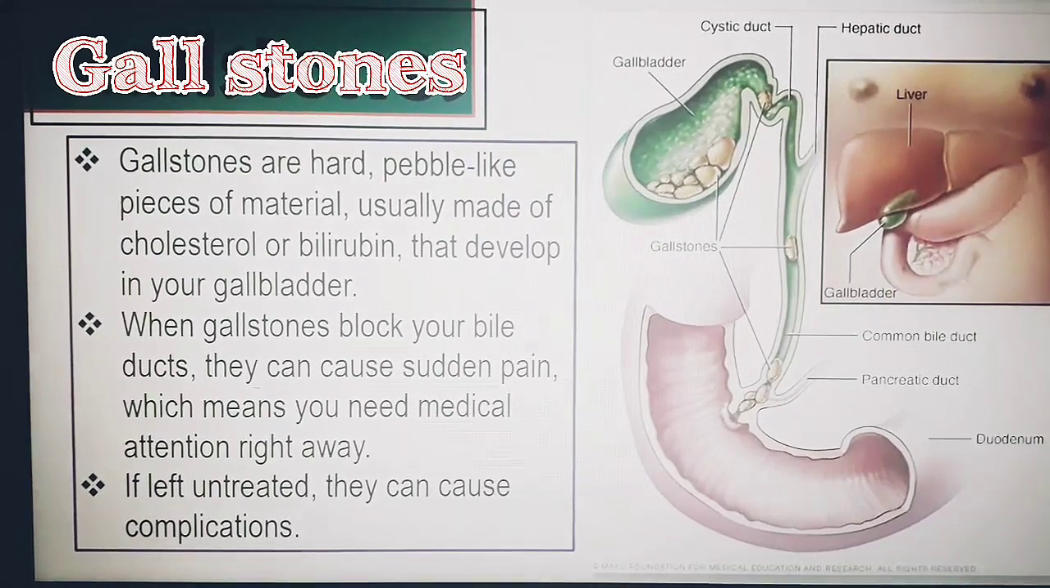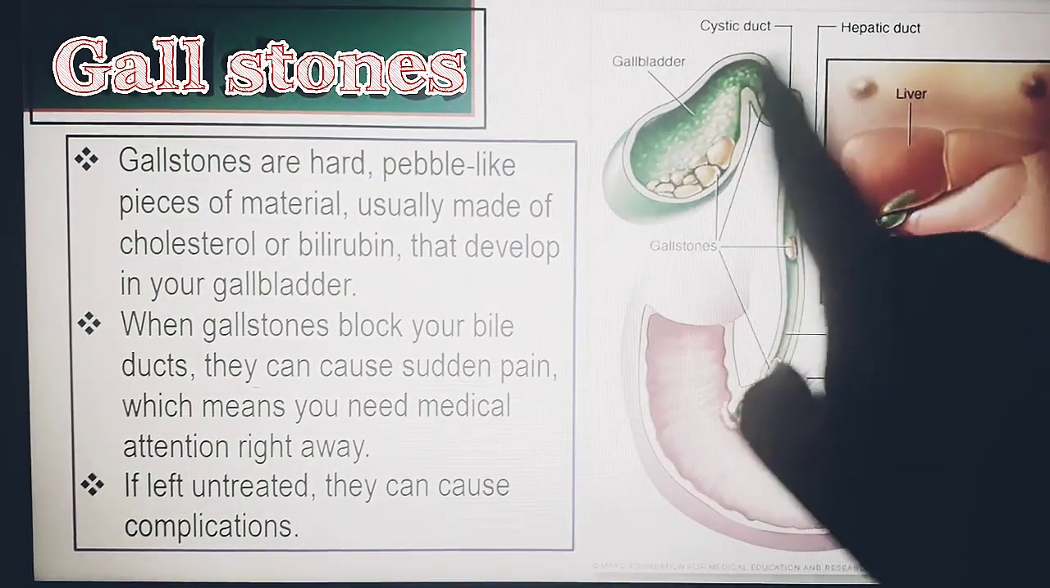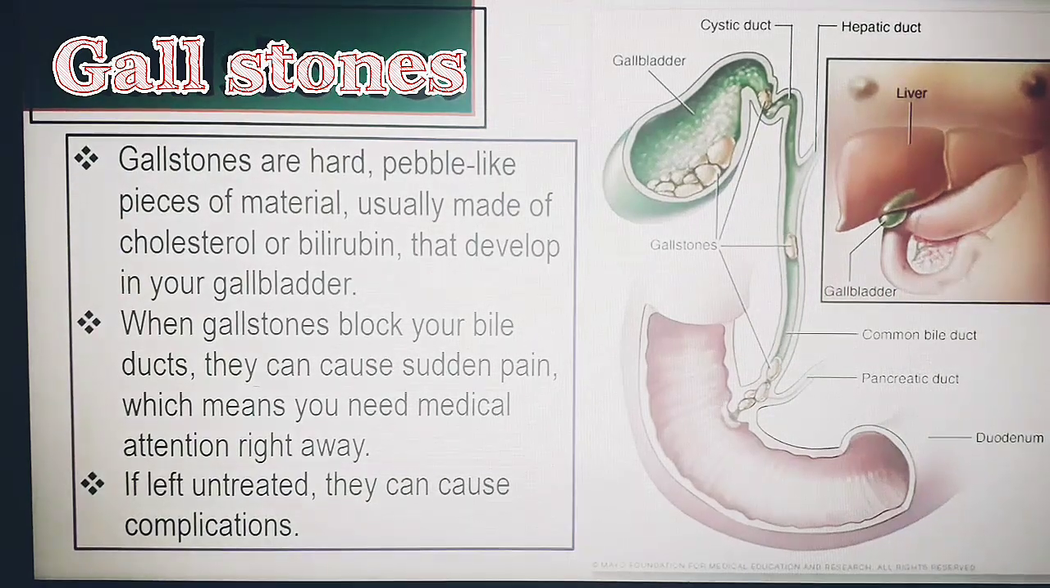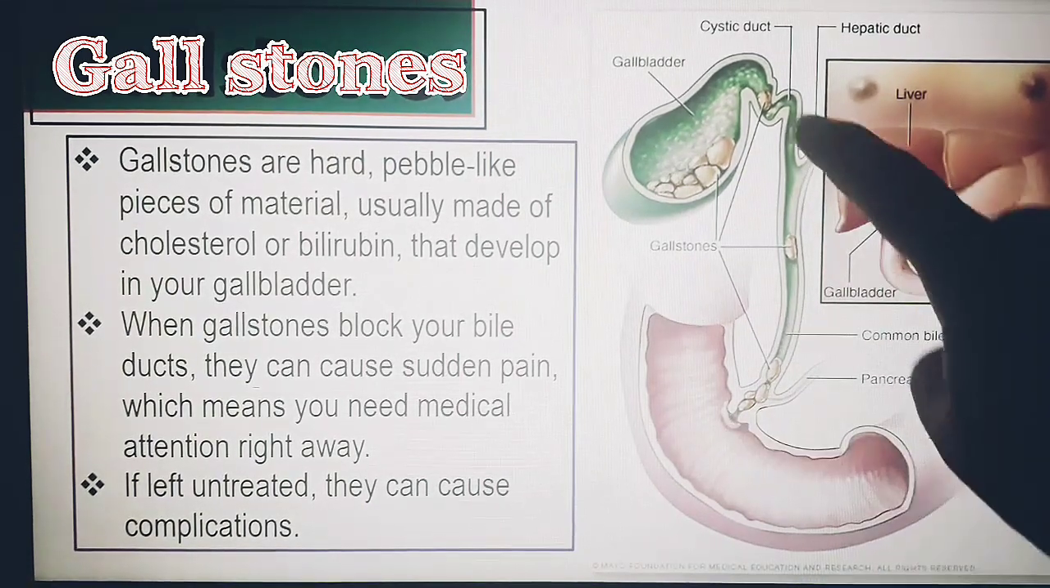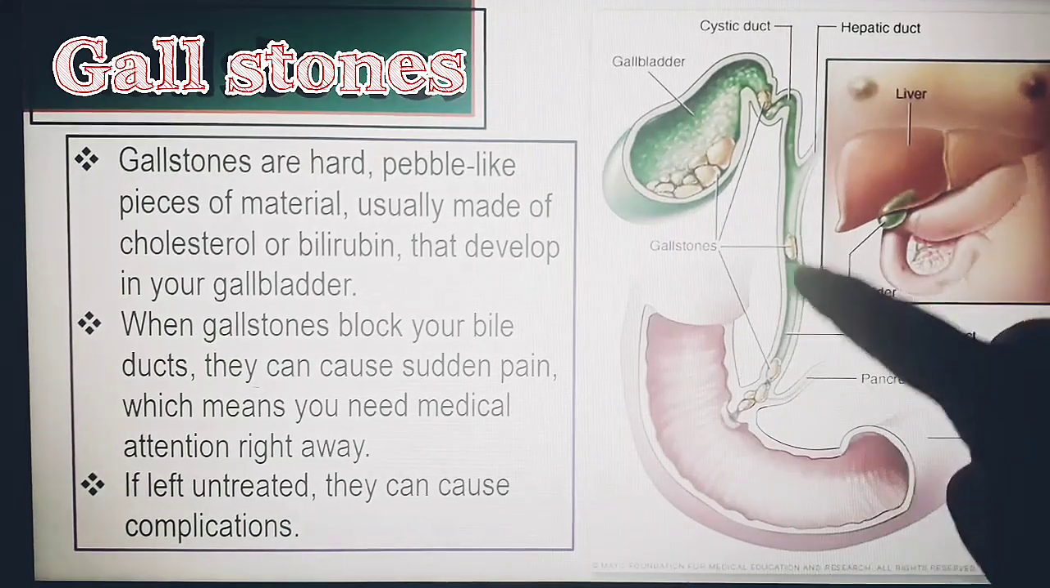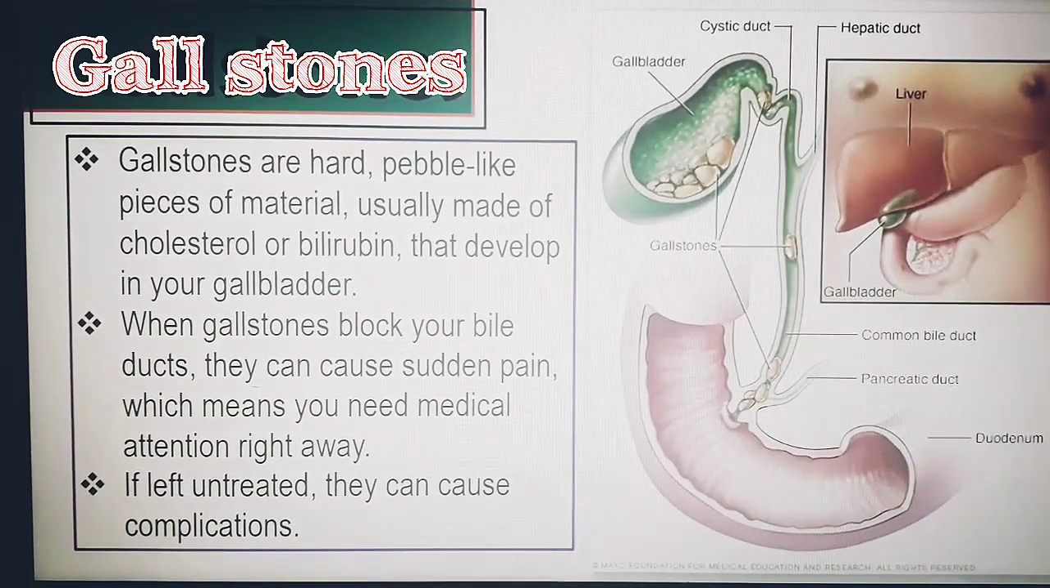Alright, so these are gallstones. This condition can happen to your gallbladder. Gallstones are hard, pebble-like pieces of material, usually made of cholesterol or bilirubin, that develop in your gallbladder. When gallstones block your bile ducts, they can cause sudden pain, which means you need medical attention right away. If left untreated, they can cause complications. So they can lodge in here, which is actually the passageway of your bile, so your digestion will be affected.